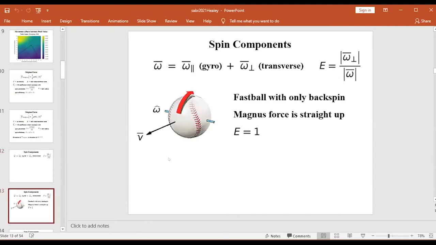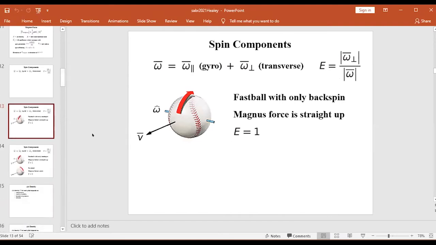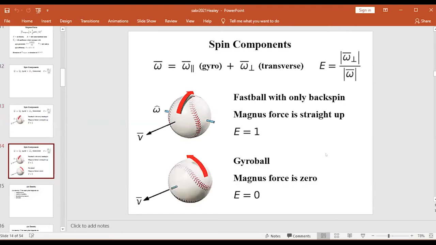And if we look at some examples, here we've got a fastball with just backspin. So the Magnus force is going to be straight up on this pitch. And you can see that the spin vector and the velocity are perpendicular. That gives us a spin efficiency of 1. And then at the other extreme, we have the gyro ball, also known as a backup slider or a cement mixer. And for the gyro ball, you can see that the spin axis is now parallel to the velocity. And that gives us no Magnus force and a spin efficiency of 0.